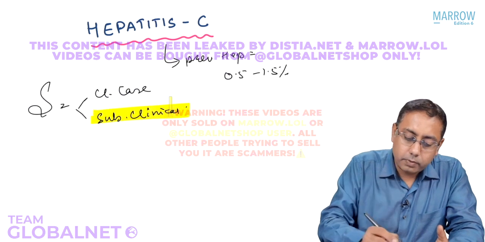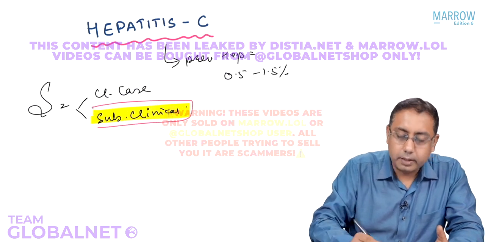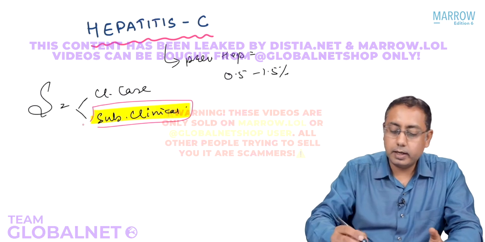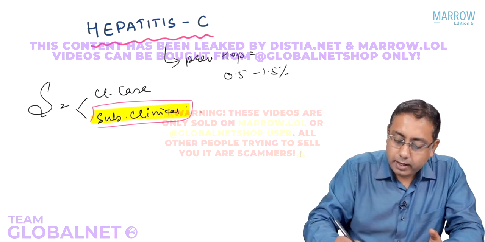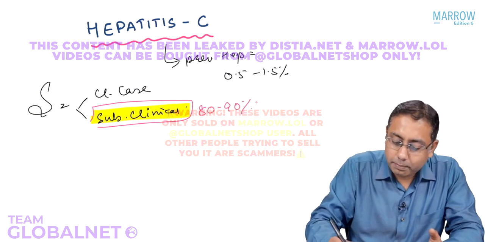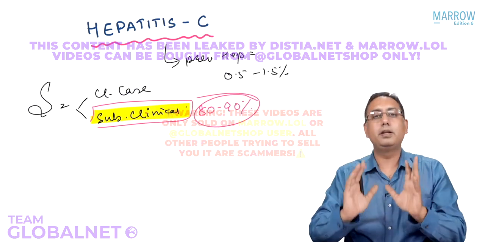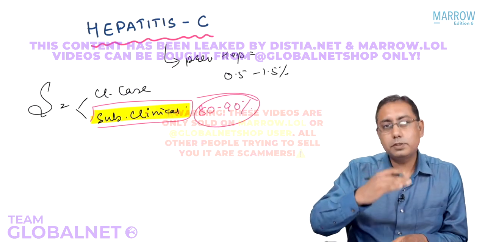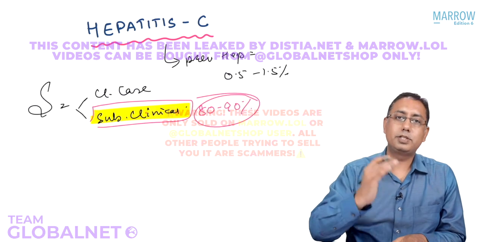MCQ: which is the major one? The major one is the subclinical case. That is again a big headache: in hepatitis C, 80 to 90% of all the cases are subclinical. That means they are going to keep on spreading hepatitis C in the community.